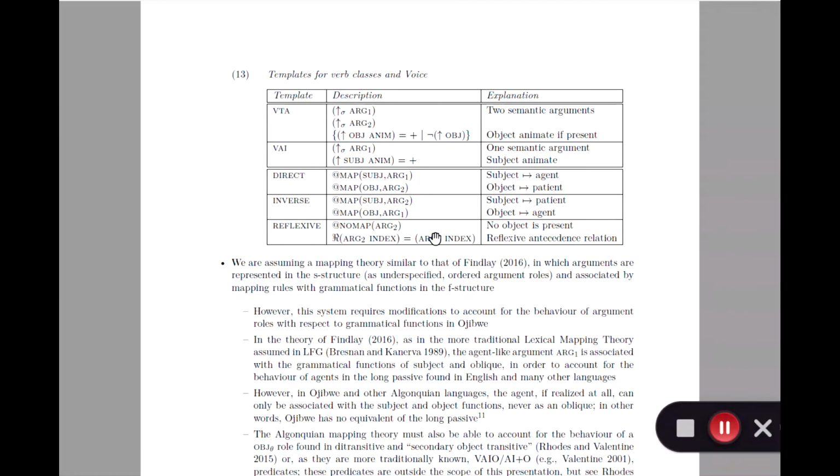And finally, the reflexive one says that nothing maps to the second argument. So semantically, you have an agent and a patient, but you don't have any syntactic argument that maps to the patient. And instead the referential index of the patient is the same as the referential index of the subject. So basically the typical LFG analysis of reflexive antecedence relations. This captures the fact that a reflexive form in Ojibwe is treated semantically as having two arguments, but syntactically is treated as an intransitive verb.